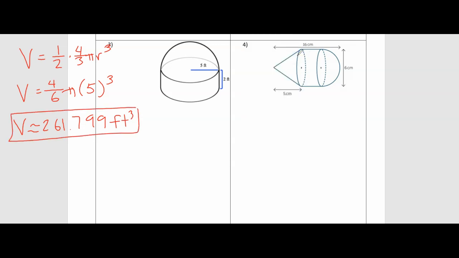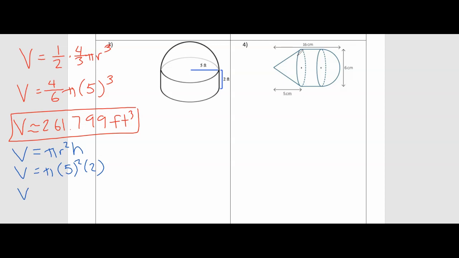Let's find the volume of that cylinder. Volume of the cylinder, I'll do that in blue. Pi r squared times h. Again, volume of the base times the height. So volume is equal to pi, radius is the same, 5, height is 2.